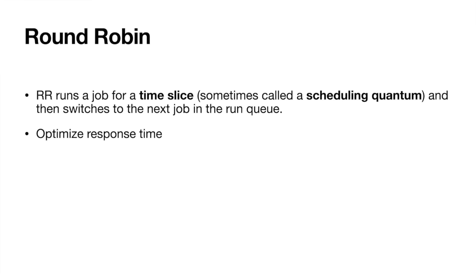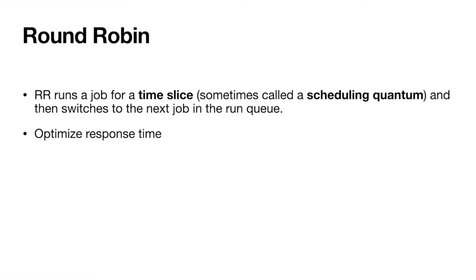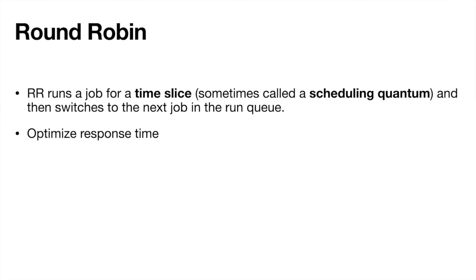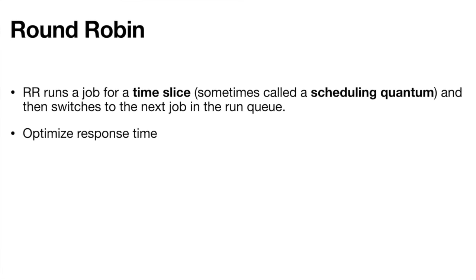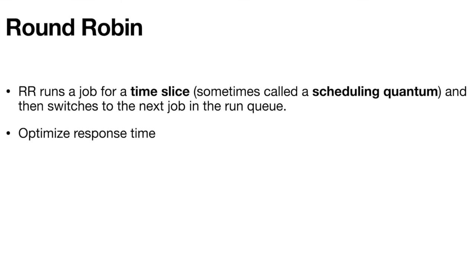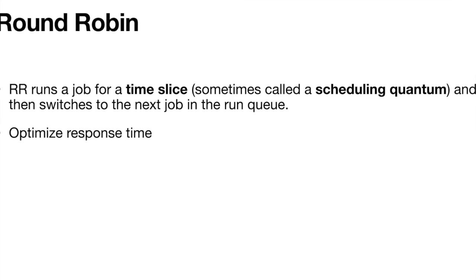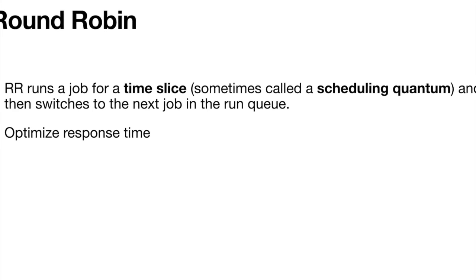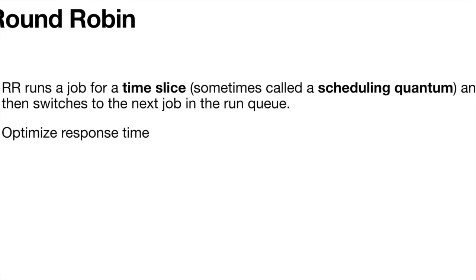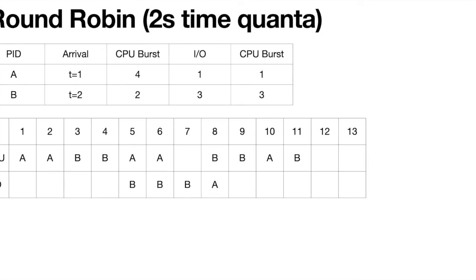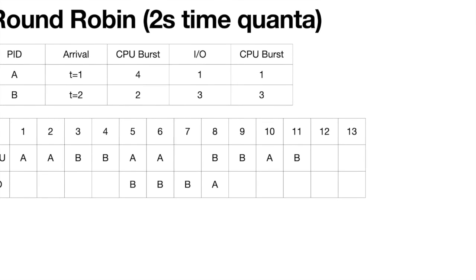Now let's look at our last scheduling policy, round-robin policy. With round-robin policy, we run a job for a time slice and then switch to the next job in the queue. In this way, every job will get a chance to run very quickly, and it does optimize the response time. Let's now look at our same example with round-robin policy with a 2-second time quanta.